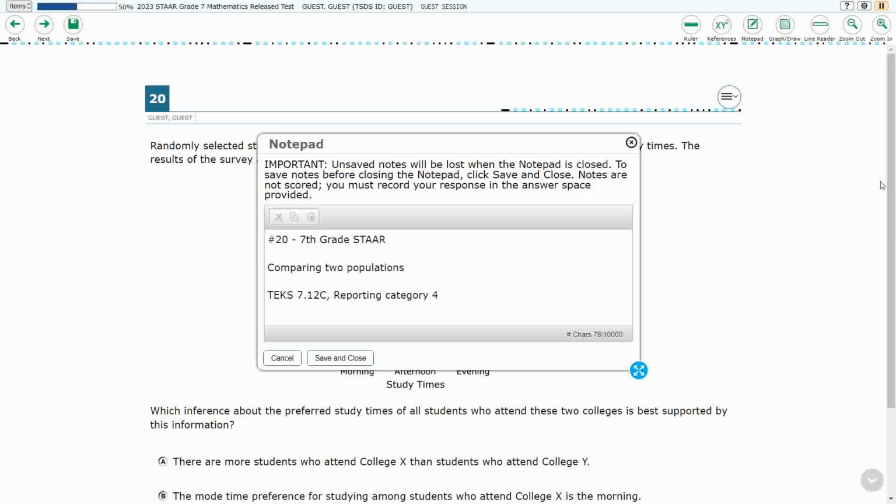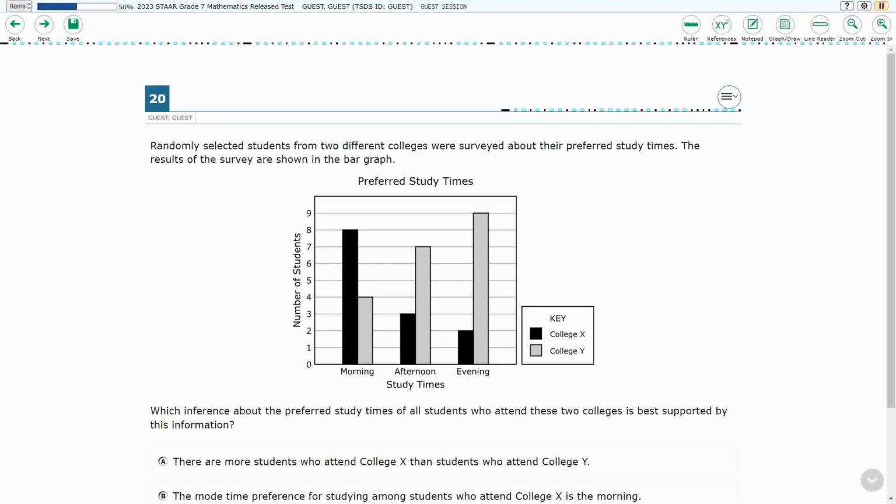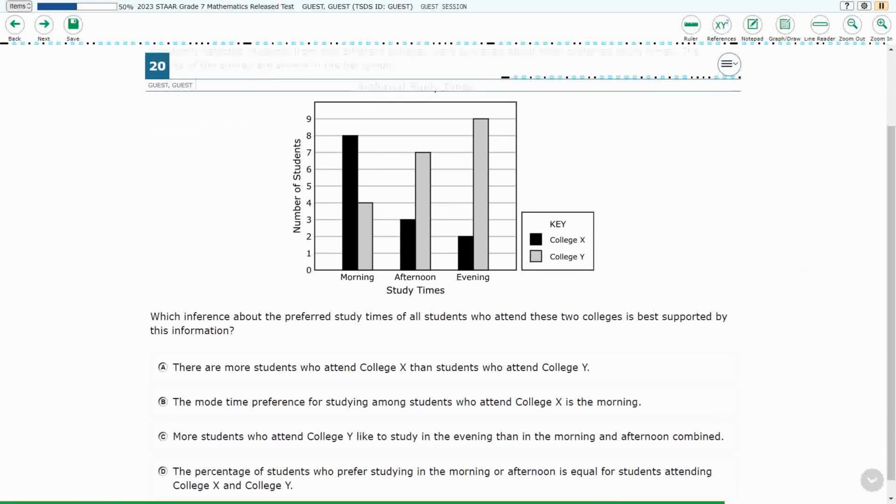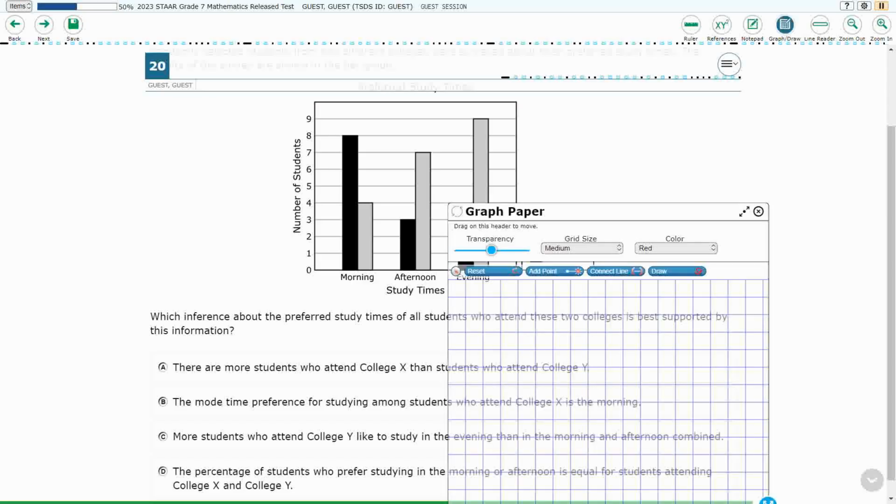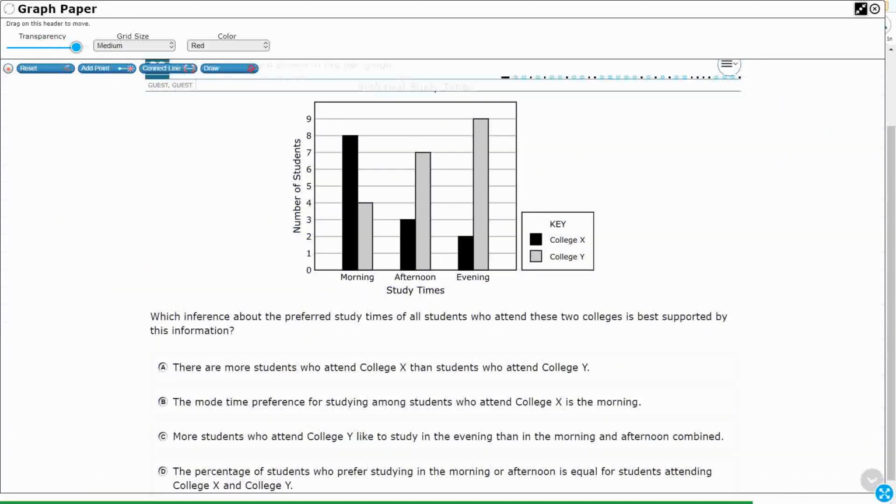For number 20, we are comparing two populations. This is TEKS 7.12c in reporting category 4, basic double bar graph, college X, college Y. And then we have an inference here that we need to find is best supported. So let's just quickly summarize what we have here. College X has 8, 3, and 2. We can use blue for college Y. That's going to be 4, 7, and then 9.